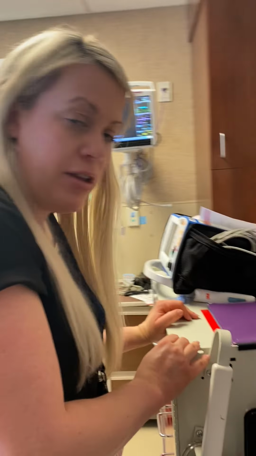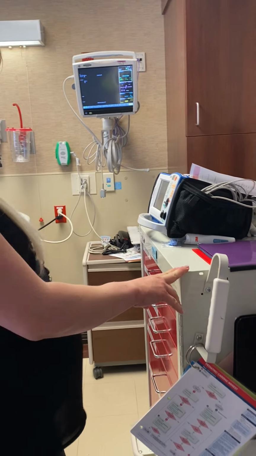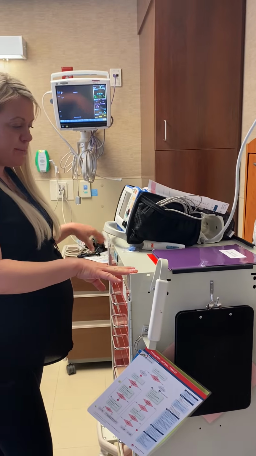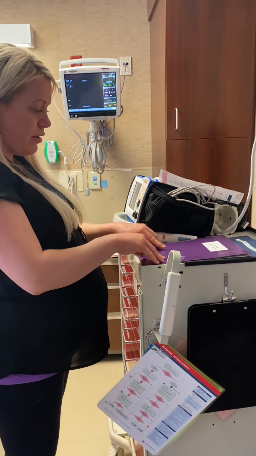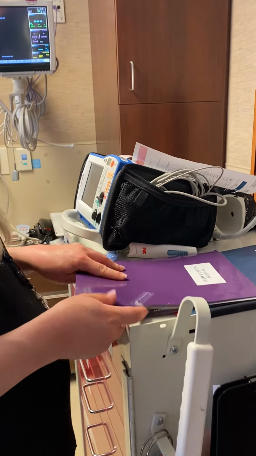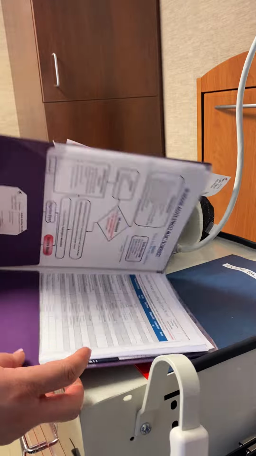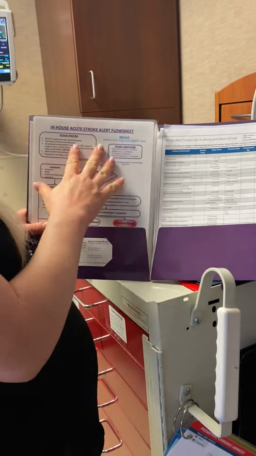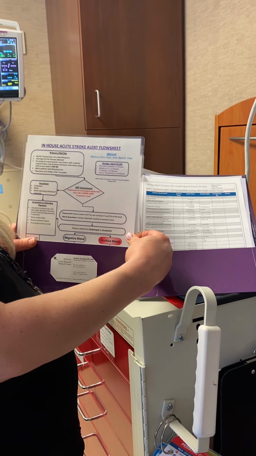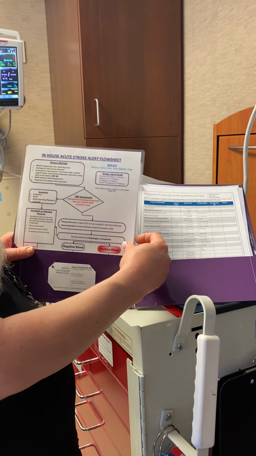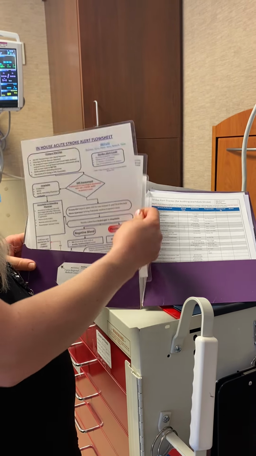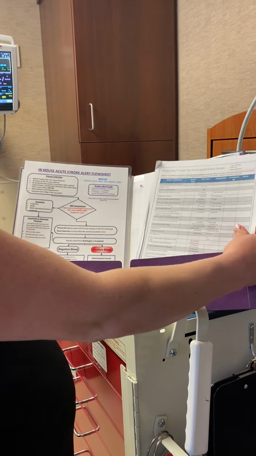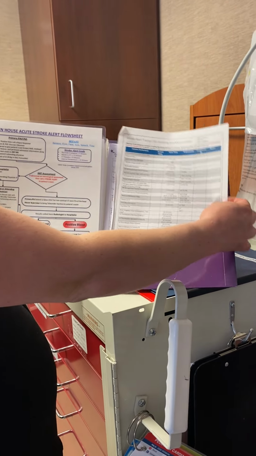If you have any questions about the stroke alert process, let me show you where to find all the information that you will need. On every crash cart in the hospital is a lovely purple stroke folder. This is the in-house stroke patient folder. In it, you'll find everything you need. Right here is a stroke alert flow sheet of what you do during an inpatient stroke alert. On the right here is a stroke alert tracker form.